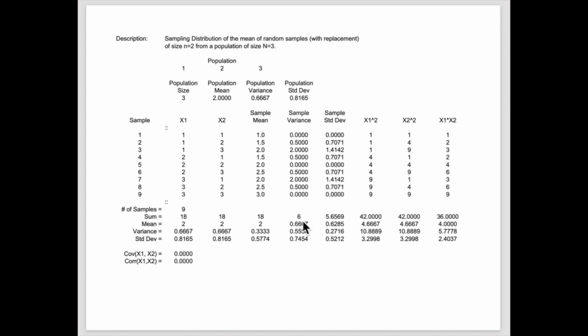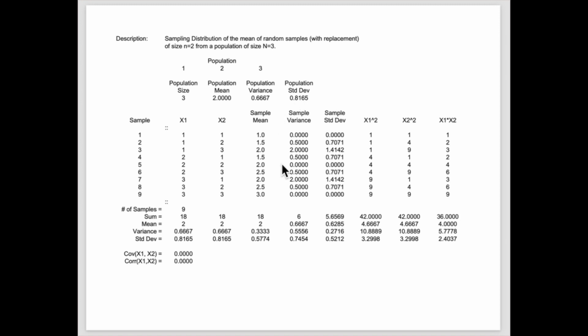I've got the sum of the values. I have the population mean of the values. I also have the population variance and standard deviation. Now, let me just point out, you have to be very careful. In the columns, notice that I've labeled the columns that I'm pointing to here, sample variance and sample standard deviation.